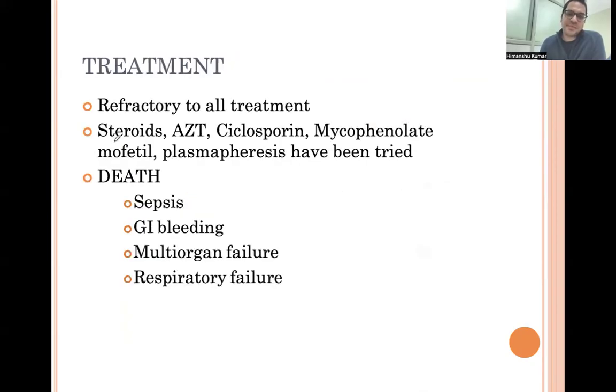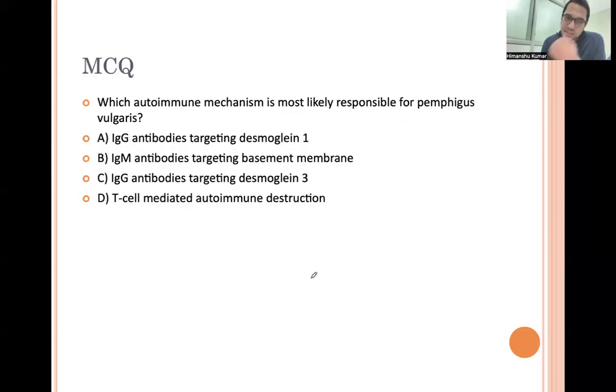Treatment we give for pemphigus, almost all types of pemphigus, we use steroids. And then gradually stop and consider things like azathioprine, cyclosporin. The most common cause of death in these patients, mortality in these patients is sepsis, GI bleeds, multi-organ failure, respiratory failure. Okay, so that is, we're done with our intraepidermal bullous disorders.